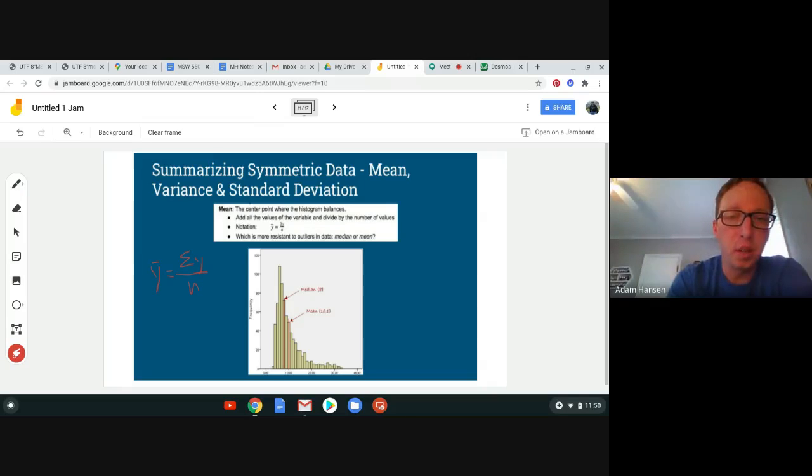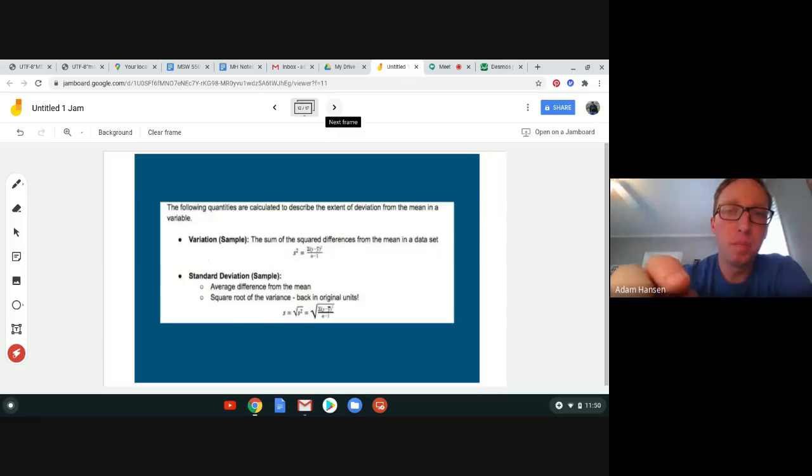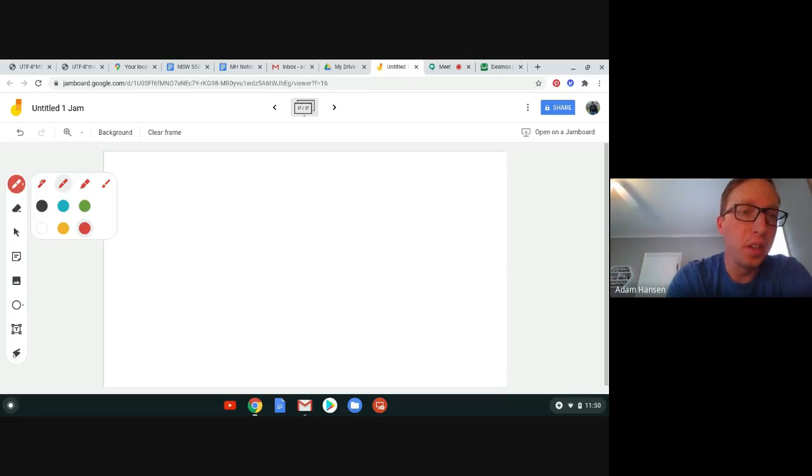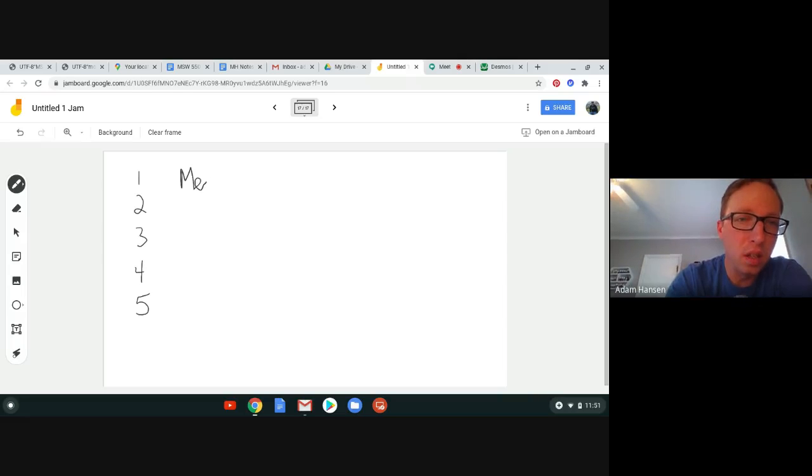An interesting question down here: which is more resistant to outliers in a data set, the median or the mean? Well, let's investigate that a little bit further. Say I have no outliers. I have a perfectly symmetric data set. An example of that pretty quick: 1, 2, 3, 4, 5. The mean and median are each 3.